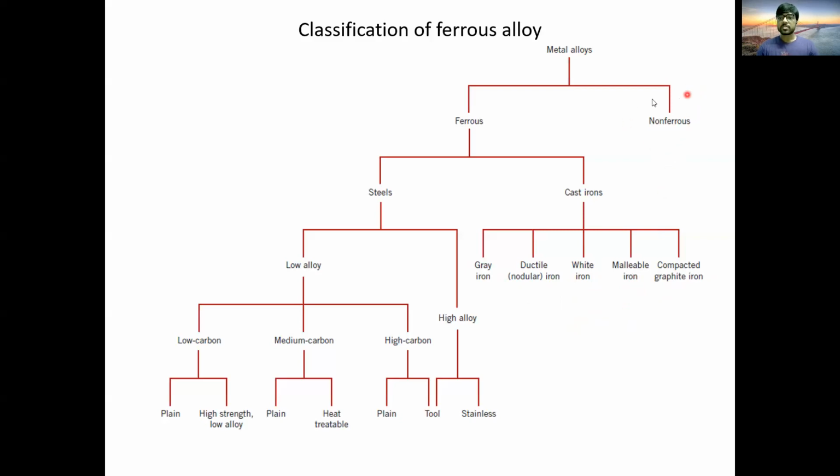And there is also a class called non-ferrous metal. Those are metals which don't contain iron, or where the lion's share of the metal is non-ferrous, like copper, zinc, aluminum or magnesium. So those make up the lion's share of the alloy.